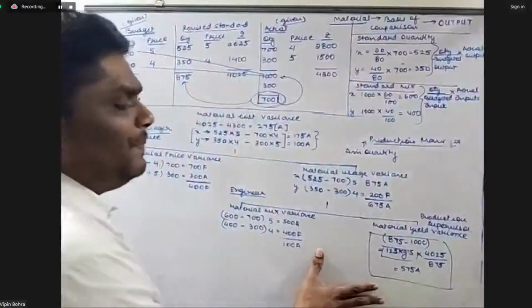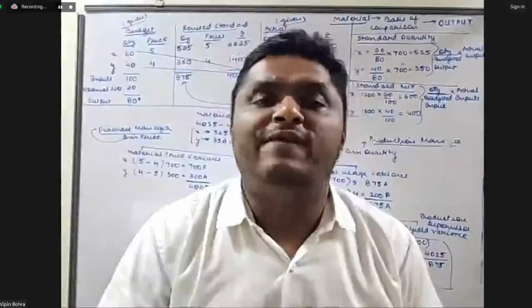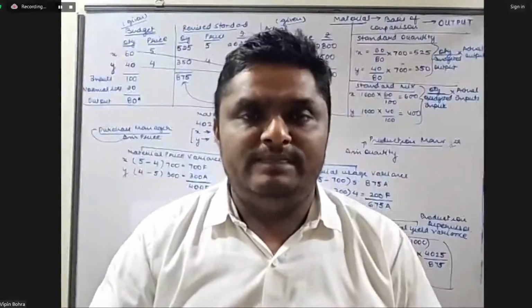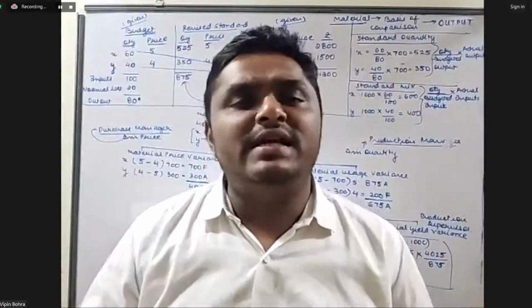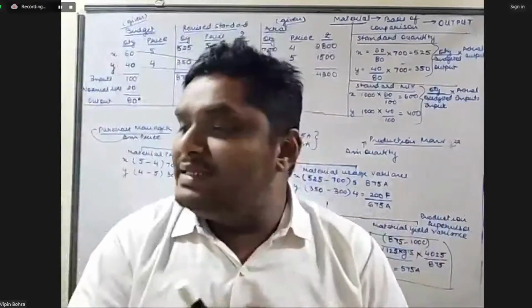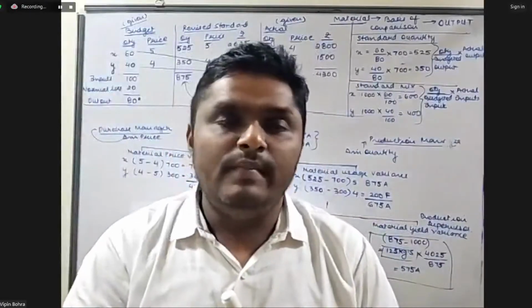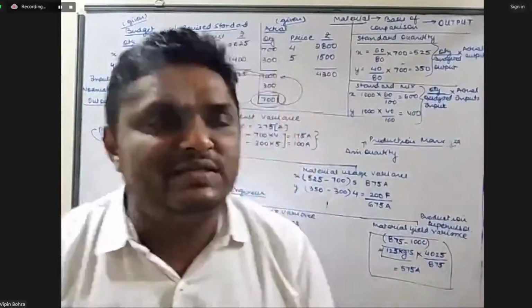Tanishka, when talking about the price calculation part, it's very simple. See, there are 3 to 4 ways of calculating material yield variances. I'm discussing the easiest possible way. In all the ways, the answer will be the same. I repeat again, guys, in all the cases, the answer will be the same. But this is the best and the easiest method, so I'm discussing this method.